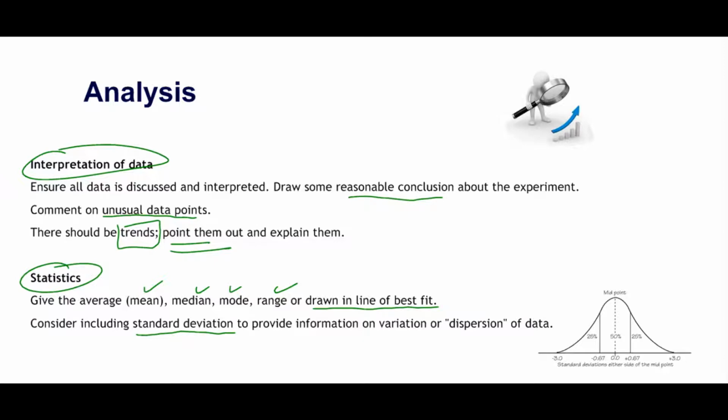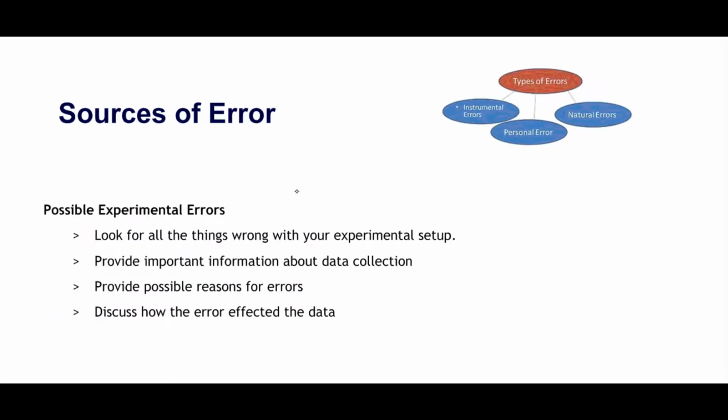All right, sources of error are very important. Students typically will skip right over this, but this is really important. So don't try to hide any error. This is a time to actually talk about what could be wrong with your experimental setup. Provide some important information about the data collection. Give some possible reasons for the errors, and very importantly, discuss how it affected the data.